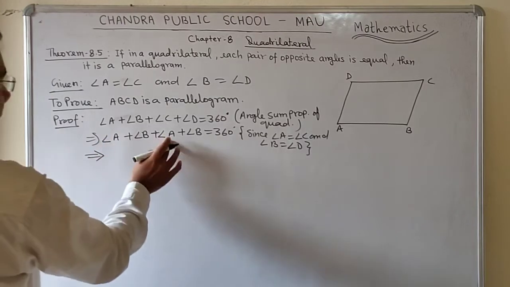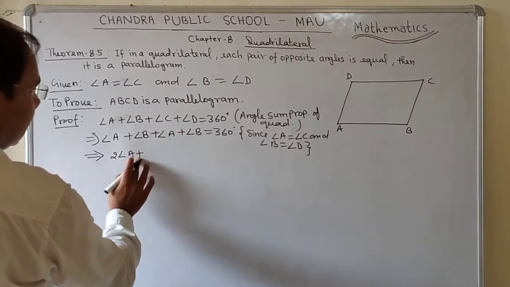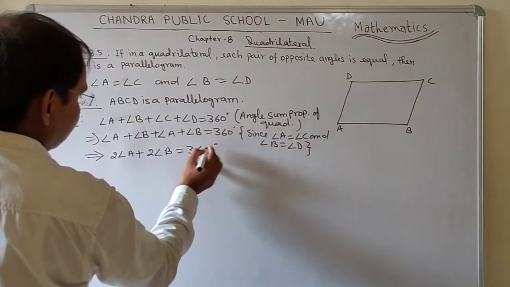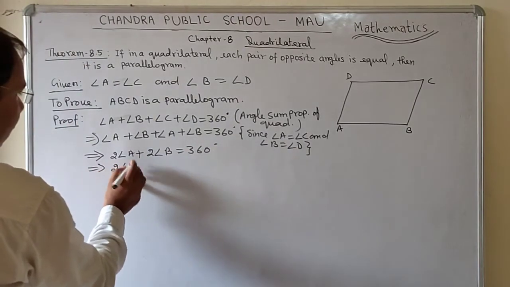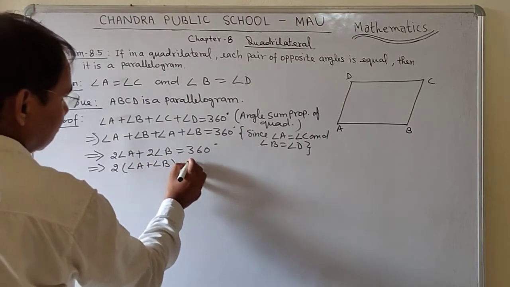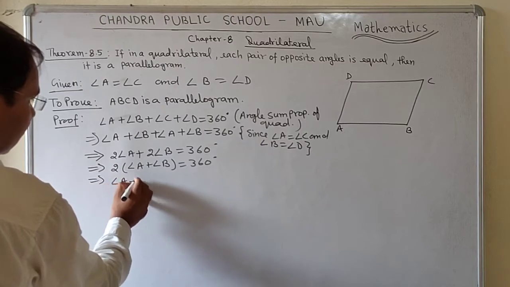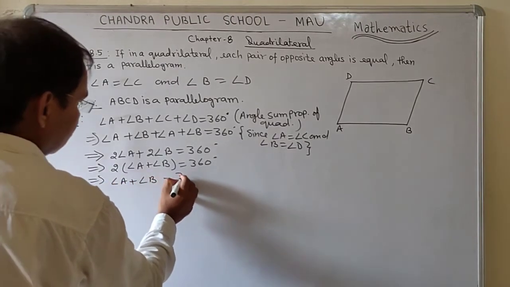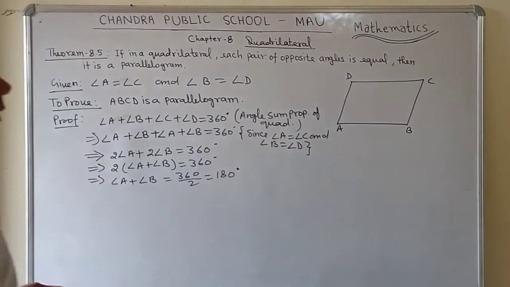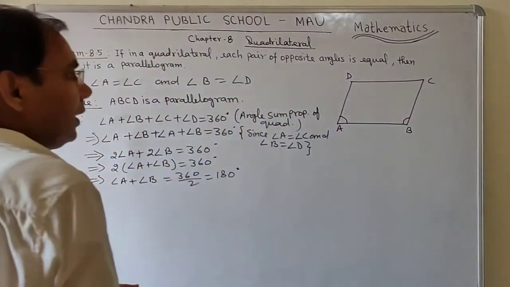Now angle A plus angle A is 2 angle A, angle B plus angle B is 2 angle B. It is equal to 360 degrees. Here 2 can be taken as common. So angle A plus angle B equals 360 upon 2, that is equal to 180 degrees. So here you have proved that angle A and angle B, their sum is 180 degrees.